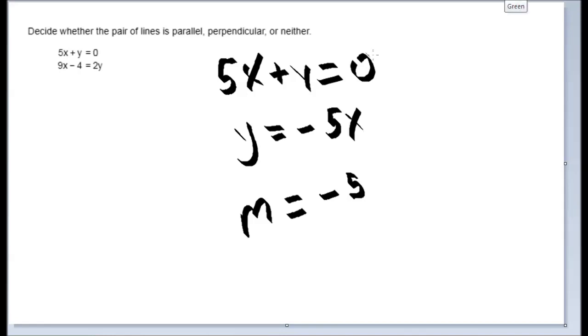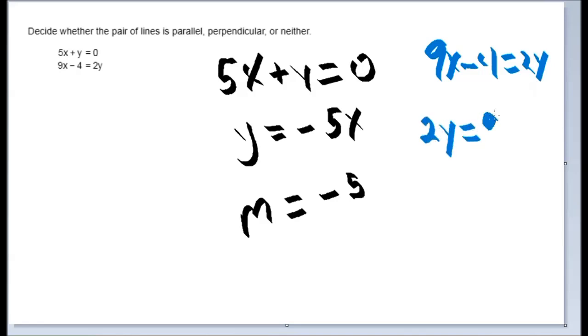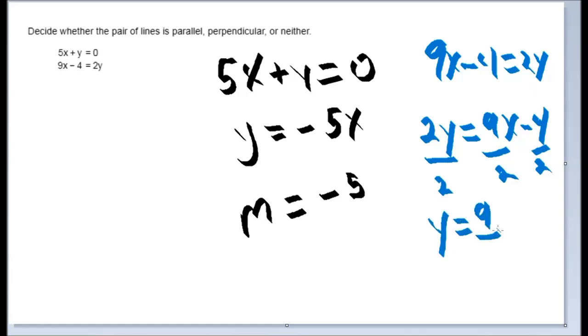Then we can work with the second equation, which I'll write as 9x minus 4 is equal to 2y. I'm just going to turn that around and say 2y is equal to 9x minus 4. Then divide by 2 to get y is equal to 9 over 2 x, which is 4.5, but we'll leave it as that, minus 2. In which case m here is equal to 9 over 2.